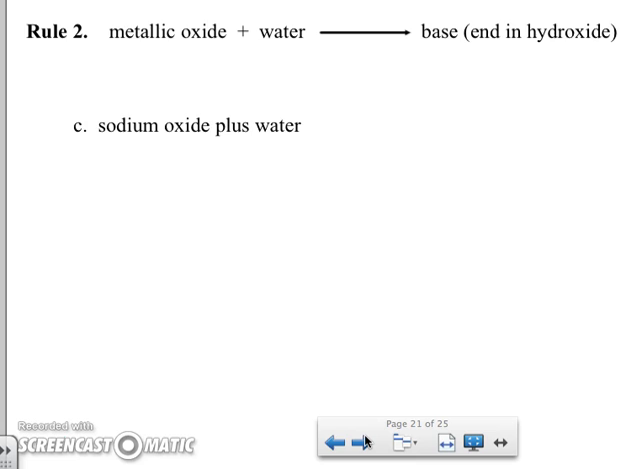Some of you may be wondering, what is a metallic oxide? Well, a metallic oxide is a metal combined with oxygen, like sodium oxide. Sodium being the metal, oxygen being the oxide, okay? Whenever added to water, it's going to yield a base. So sodium oxide plus water would yield a hydroxide. And the only other element other than oxygen and hydrogen in this equation would be sodium. So our product would need to be sodium hydroxide.